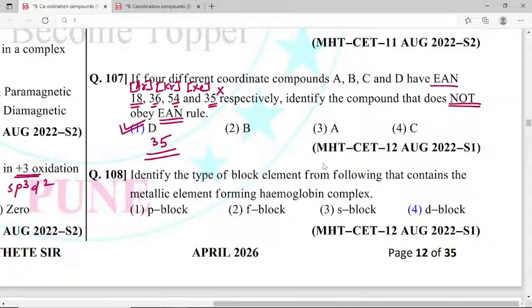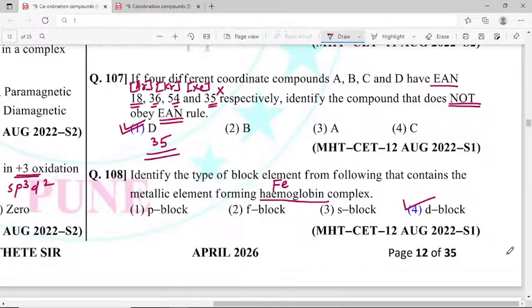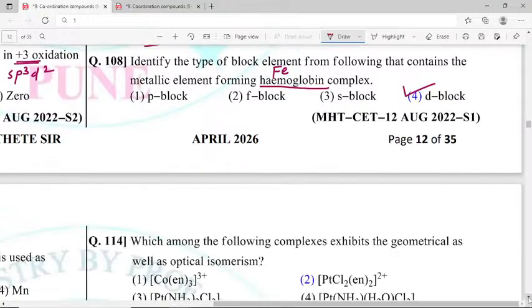Identify the type of block element which contains the metallic element forming hemoglobin complex. So hemoglobin complex contains iron, Fe, and Fe belongs to the d block having atomic number 26. Hemoglobin complex contains iron, and iron belongs to the d block.